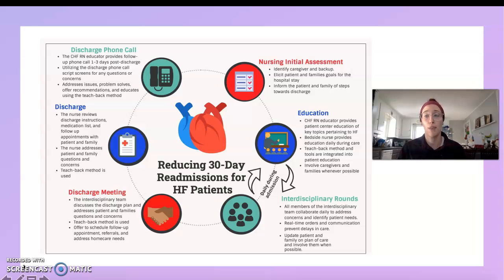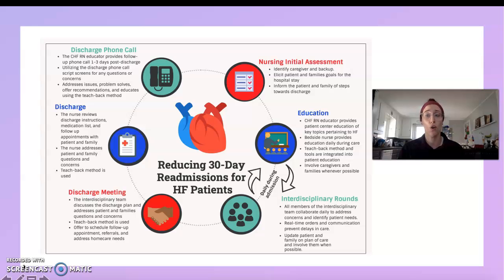During these interdisciplinary rounds, 1 to 2 days prior to discharge, the team will decide that the patient is getting close to discharge, and they will decide to schedule a discharge meeting with the patient. So this discharge meeting will be yet a new intervention that is involved in the clinical practice change I'm looking to implement. And it involves the presence of this interdisciplinary team, the caregiver, and the family, all being present at once, 1 to 2 days prior to discharge.